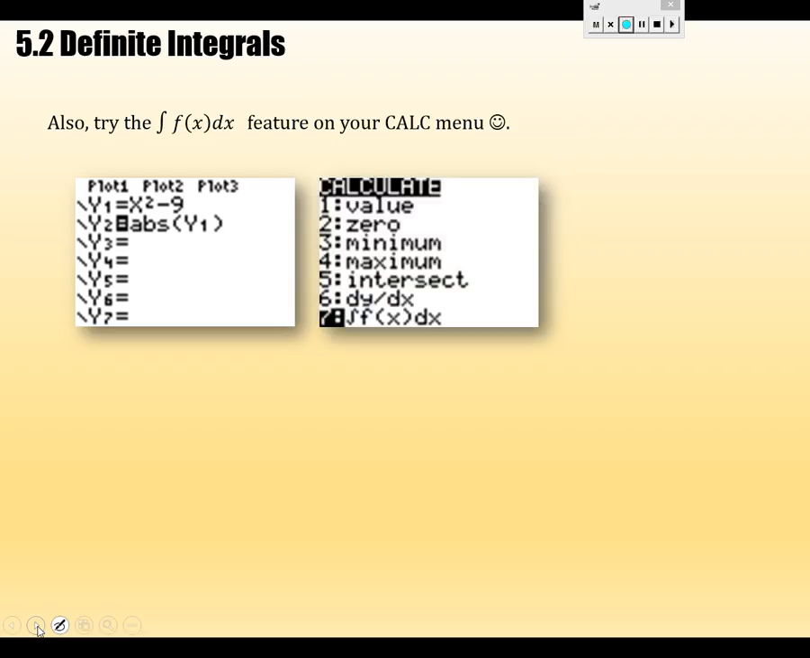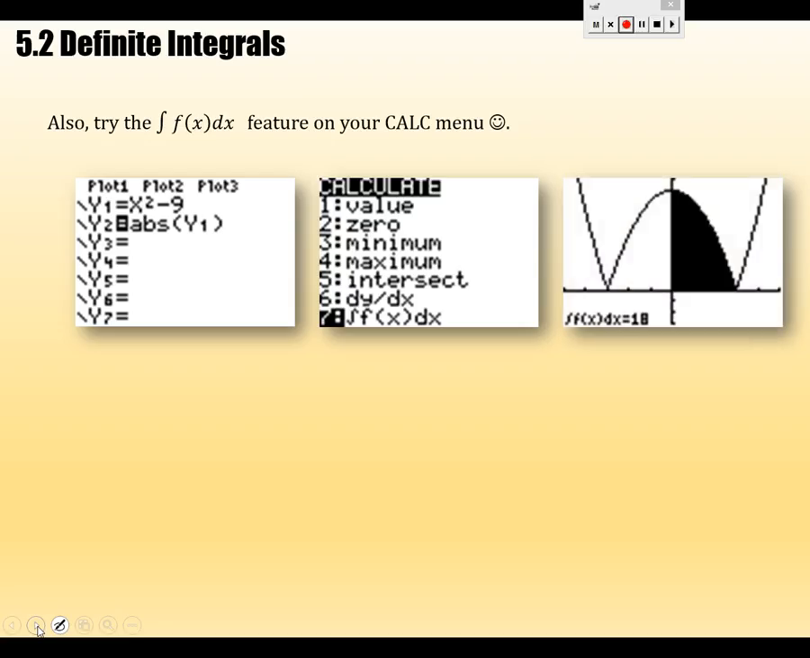On the calculate menu, you've used lots of these features before, like the value, the zero, the minimum, maximum, intersection. But down here we've got some calculus-y features, right? So it looks like now we understand maybe what both of these are. Number 6 is the derivative at a point, if you want it. And number 7 is pretty because I did the absolute value of y1. So it'll not only tell you the area, but it'll also shade it nicely. It's kind of pretty. But again, there's no need for it necessarily.